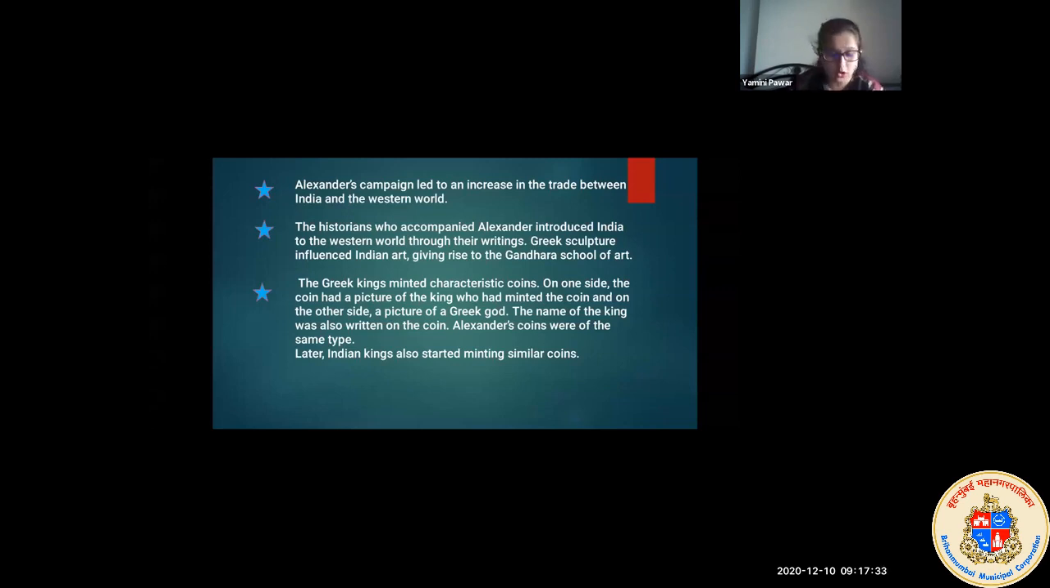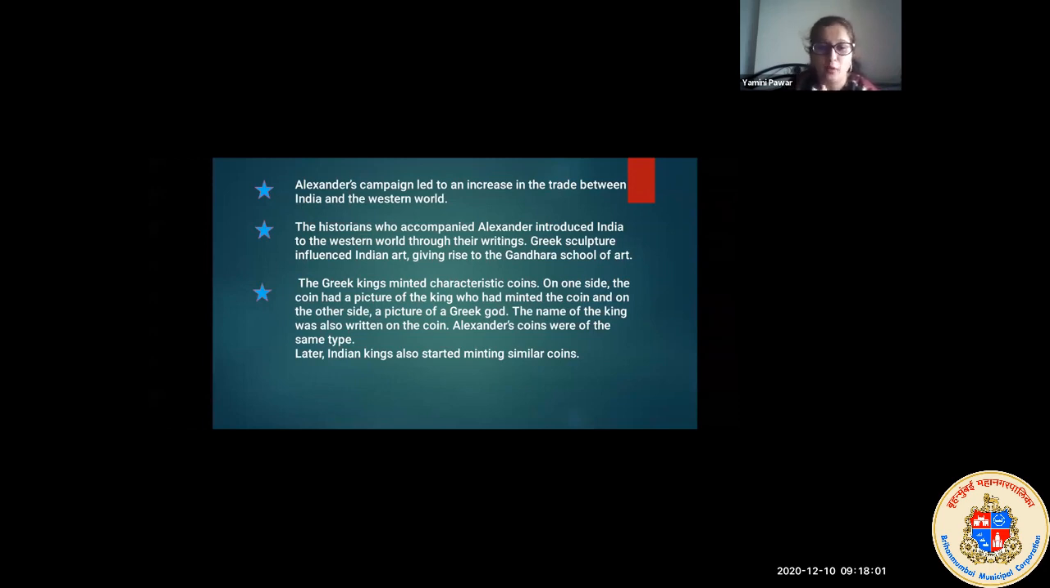Okay, so they introduced India to the Western world, and Greek sculpture influenced Indian art, giving rise to the Gandhara school of art. The Greeks are famous for making sculptures. They liked the Indian art very much, different types of art. So they gave rise to the Gandhara School of Art.